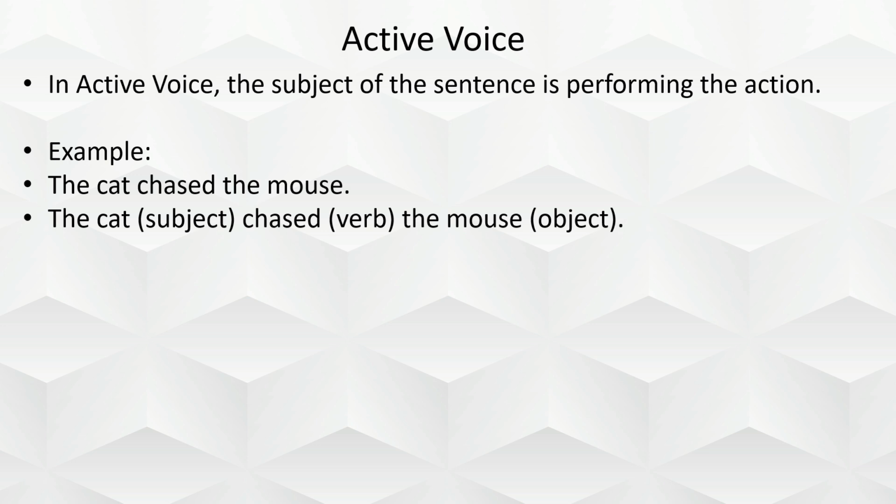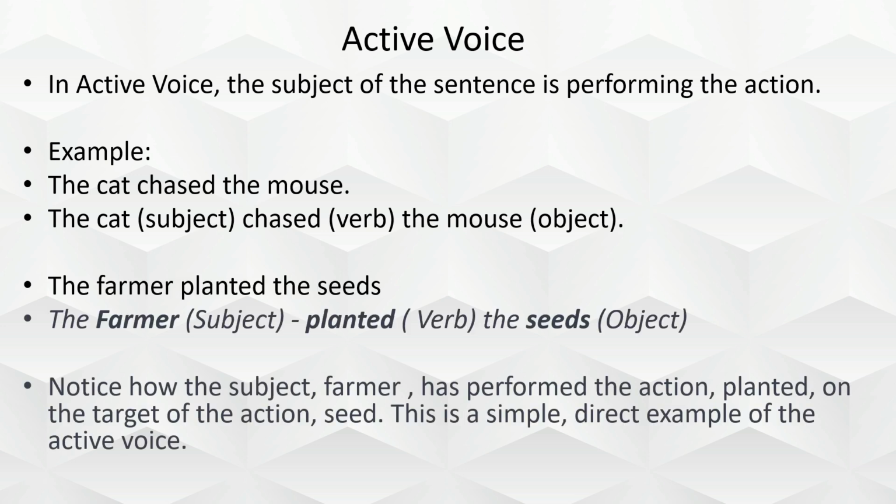Here, the cat is the subject, chased is the verb, and mouse is the object. In the second example, we see that the farmer planted the seeds. The farmer is the subject, planted is the verb, and seeds are the object. Notice how the subject, farmer, has performed the action, planted, that is on the target of the action, that is seed. A simple and direct example of active voice.